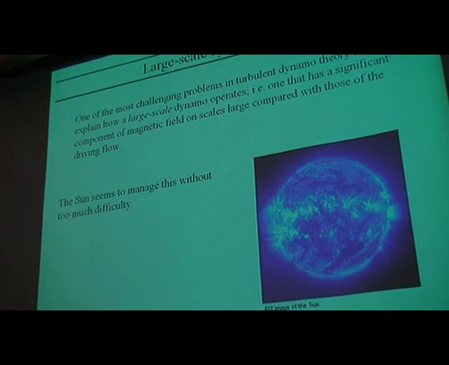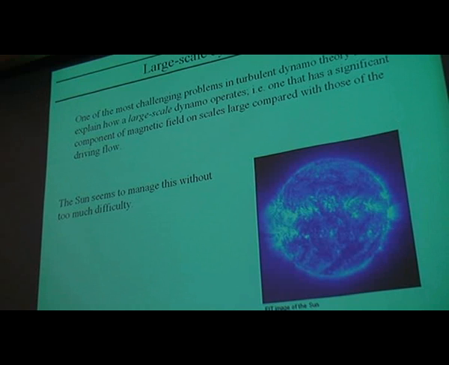in astrophysics, for sure, is how to explain coherent large-scale fields. Quite what we mean by a large-scale dynamo, well, I'll say a little bit more about that in a minute. Roughly speaking, something that has some kind of significant component on scales large compared to the driving scale. And the Sun, of course, seems to manage this without too much problem, and we saw this morning examples of large-scale fields on scales much, much bigger than that, in galactic fields. So in nature, it seems that there's not too much difficulty in getting a large-scale field.